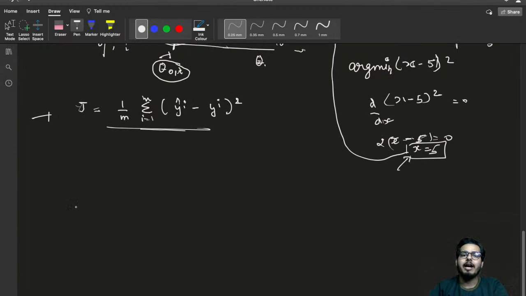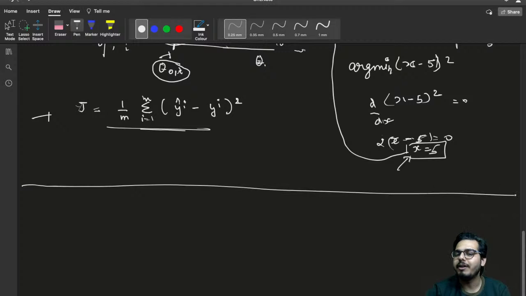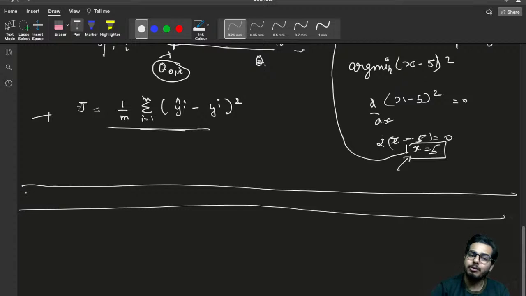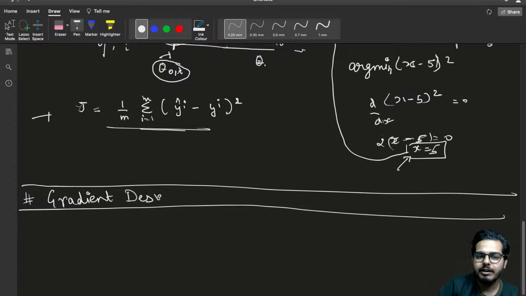Now, before doing the derivation and all these things, there's a very important algorithm in machine learning, and I hope you have heard about that algorithm. I don't know if you know, but you must have heard about it if you know machine learning. That algorithm is known as gradient descent. So it's called gradient descent, right? So we'll talk about the gradient descent algorithm.